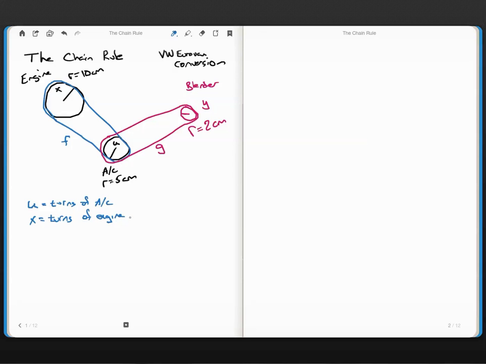All right. And then over here in red, we'll label some other variables. In this case, y is what I'm really interested in. Y equals turns of blender. And, well, I guess that's attached to u, so u shows up a couple times here. U, and to be consistent, that better be turns of the AC.